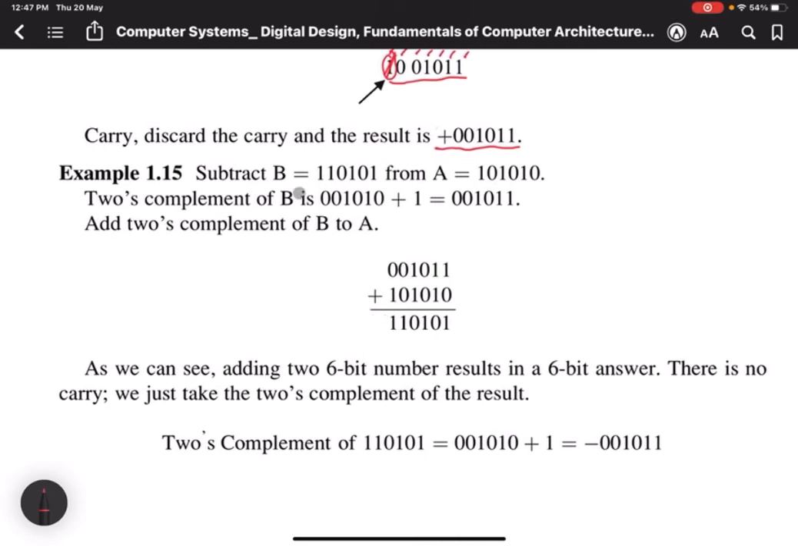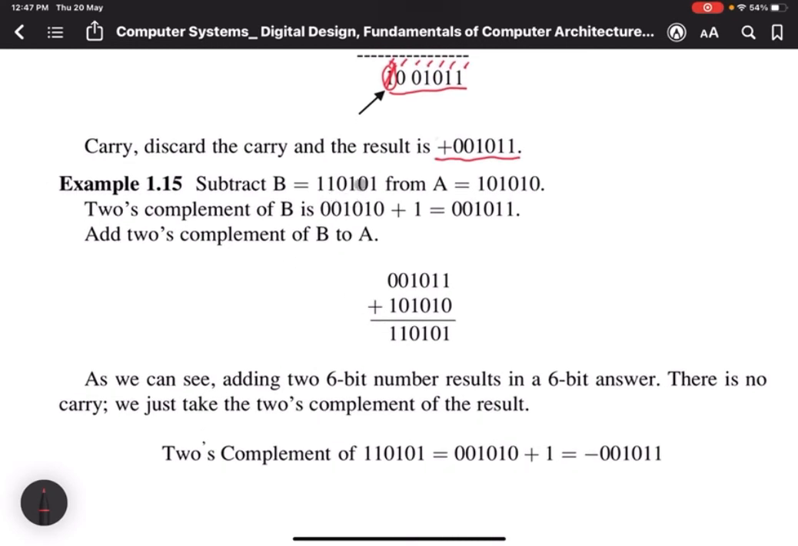Negative siya. Subtract B from A. So we find first the complement and then the 2's complement. Ito yung complement niya, kabaliktaran ni B. And then we add 1 to get the 2's complement, which is this one. Okay?